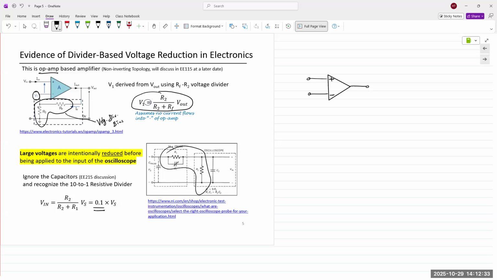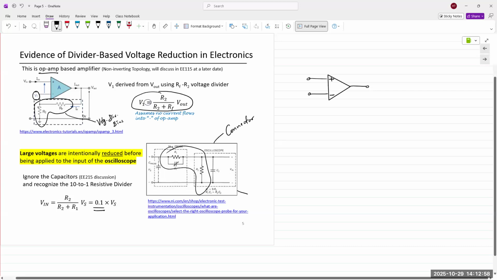One of the other areas where we see this is in the oscilloscope probe. If you look at the connector that connects directly into the oscilloscope, there is a visible bulge. It is quite large compared to a standard connector, and that bulge has a circuit like this inside it. That allows us to step down the voltage that is fed into the oscilloscope.